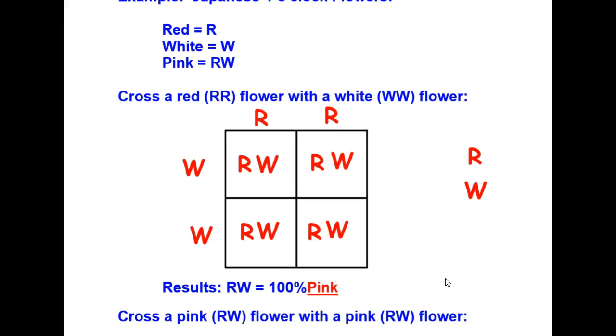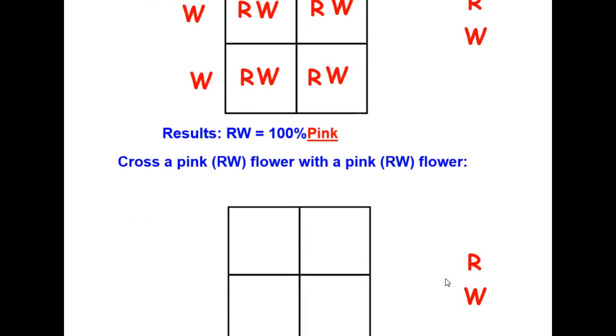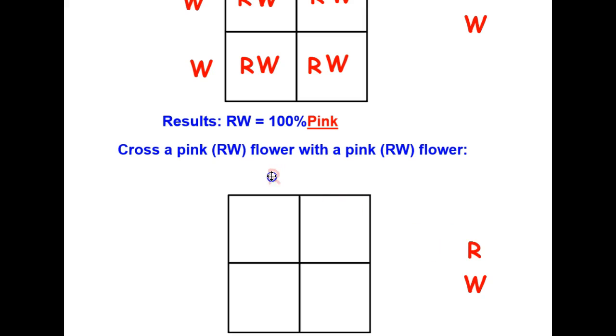Now what if we took those flowers and crossed them with each other? What would we get? So let's cross a pink 4 o'clock flower with another pink 4 o'clock flower. Well, here we would get 2 R's. Here we would get an R and a W. Here we would get an R and a W. And in this box we would get a W and a W.